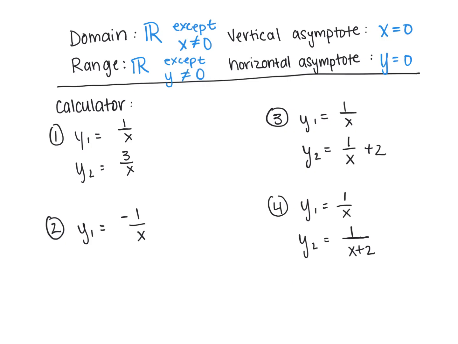So what we're going to do is, in our calculator for number 1, we're going to leave y1 as 1 over x. But in y2, we're going to type 3 over x. So go ahead, go to your calculator, and in y2, type 3 divided by x. And then go to your graph. And here, if we look at our graph, we can see that the red function, or the y2, was stretched by a factor of 3.